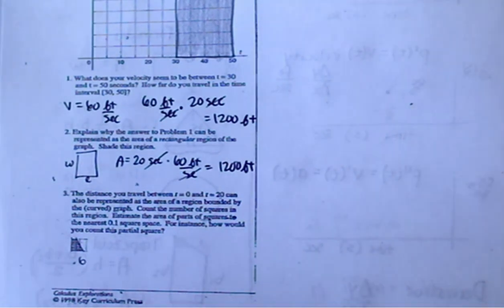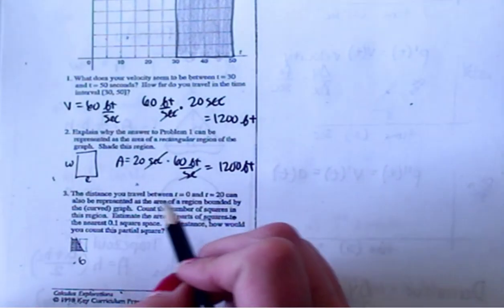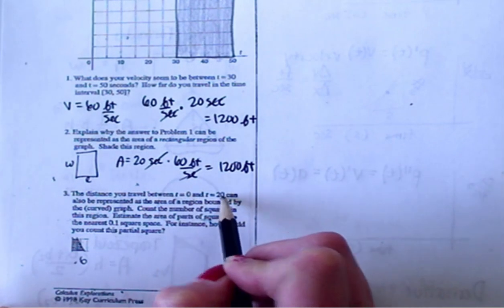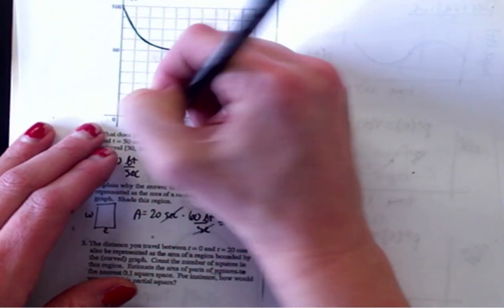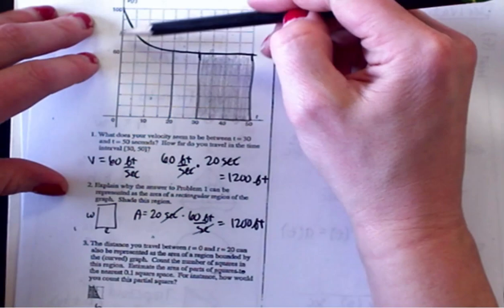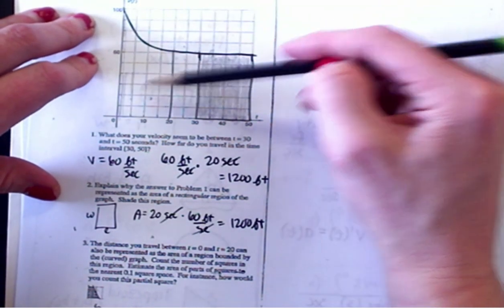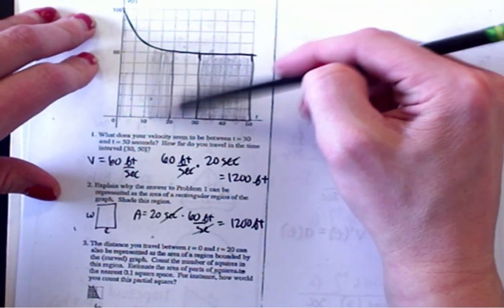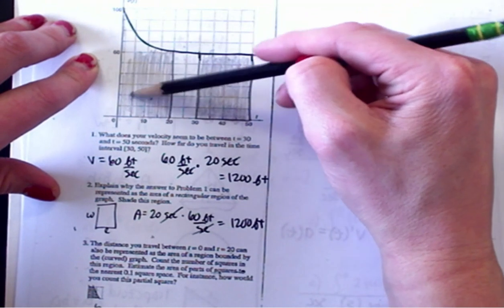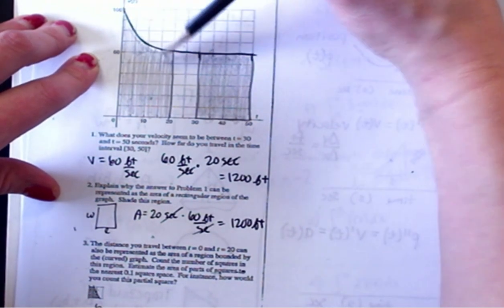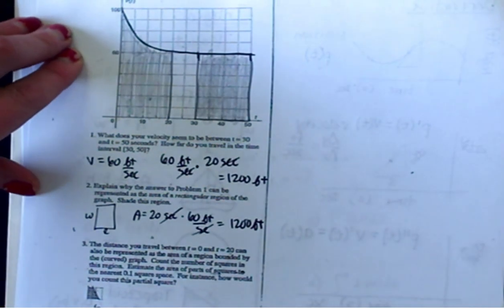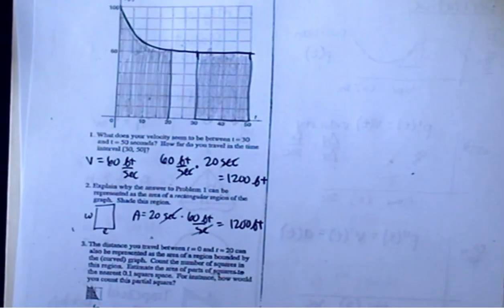Okay, so estimate the area between 0 and 20. So I'm going to shade it, and then you're going to estimate it. 0 and 20. Here's the section it's asking you to find the area of. Okay, that's what it wants you to find the area of. Estimate to 0.1.